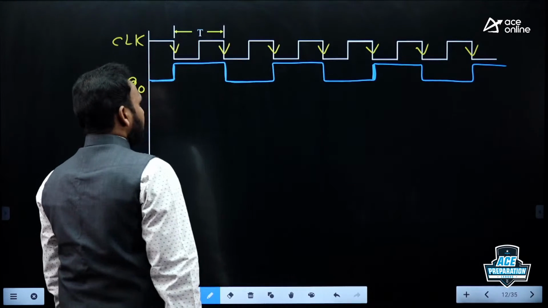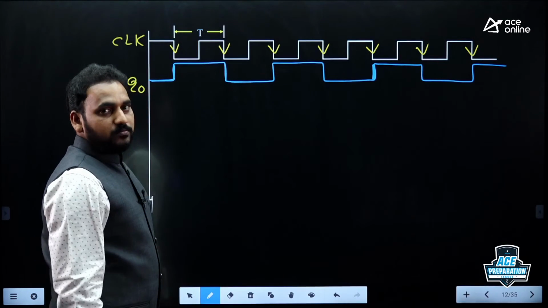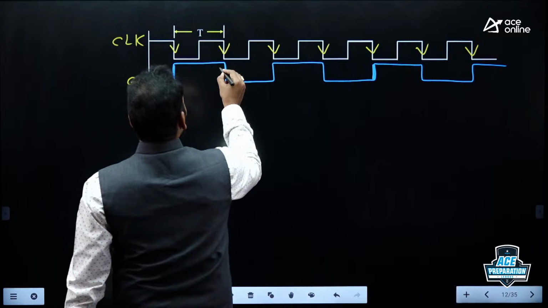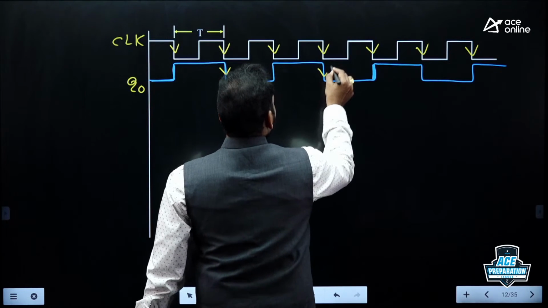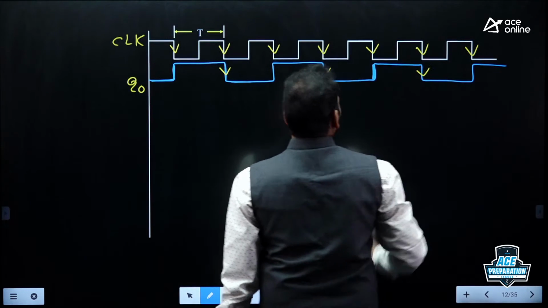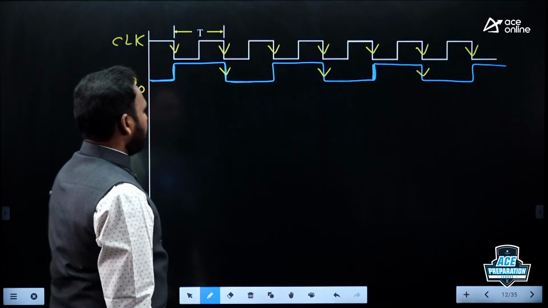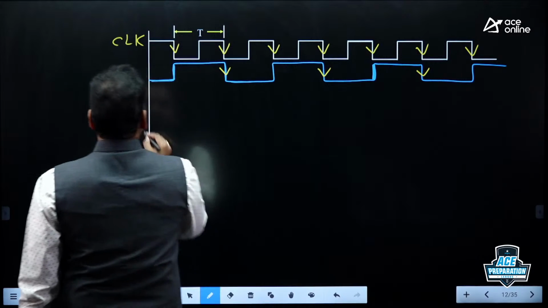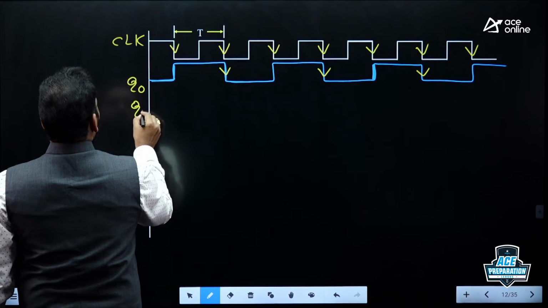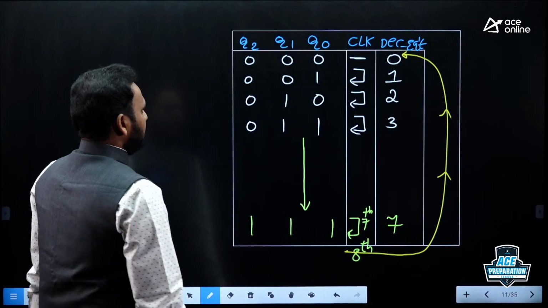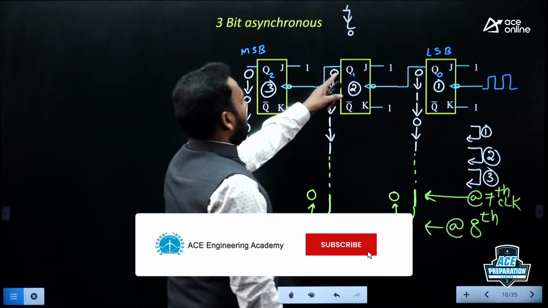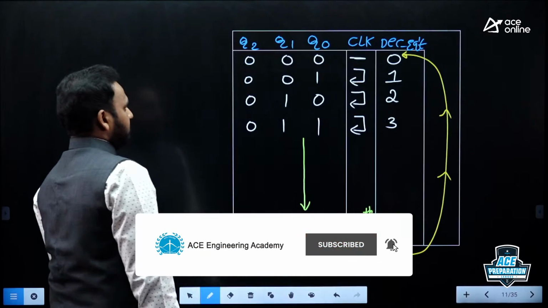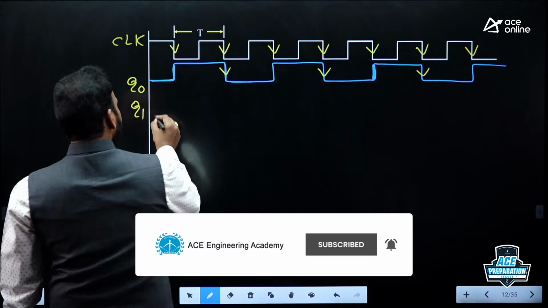This Q0 is driving the second flip-flop, so that at every falling edge of Q0 the second flip-flop can toggle, obviously. So I would like to draw the waveform for the next flip-flop. What is the output of the second flip-flop? Second flip-flop output is Q1, okay, right. Initially it is 0.